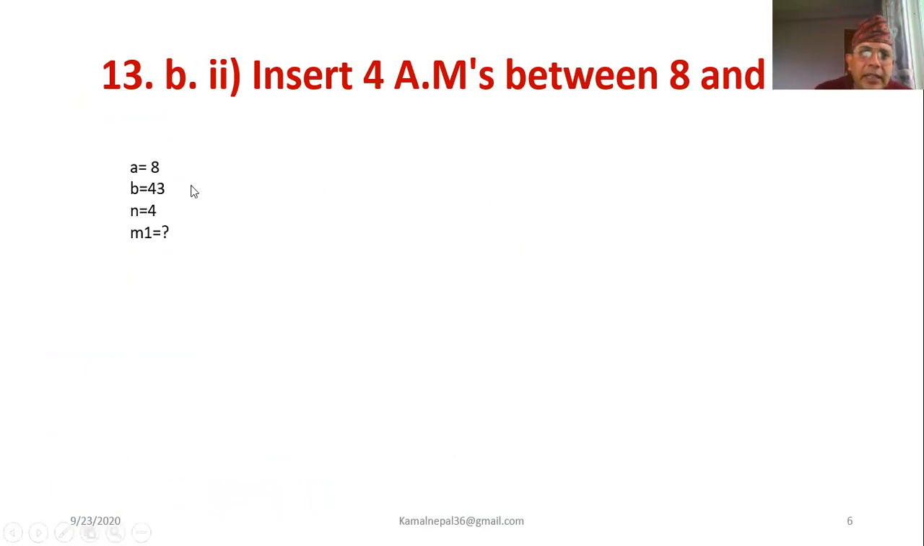Now 13b, second: insert 4 AMs between 8 and 43. For this question, a is 8, b is 43, and there are 4 means, so n is equal to 4. Then you can do this question exactly the same as question number first.